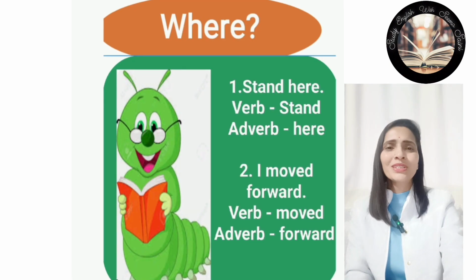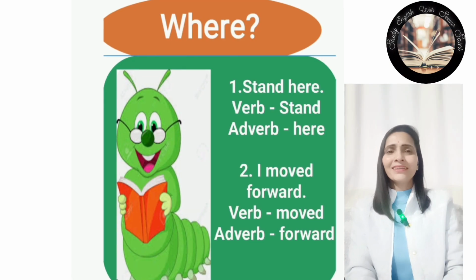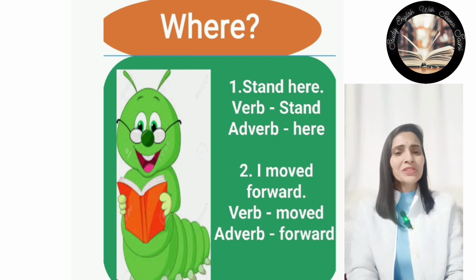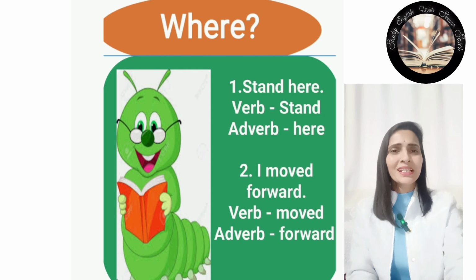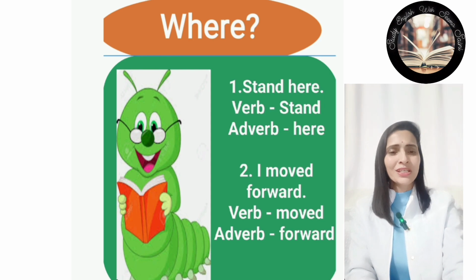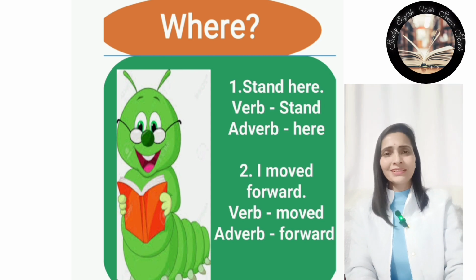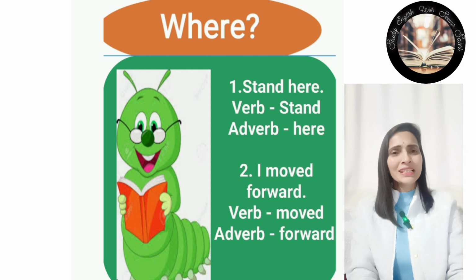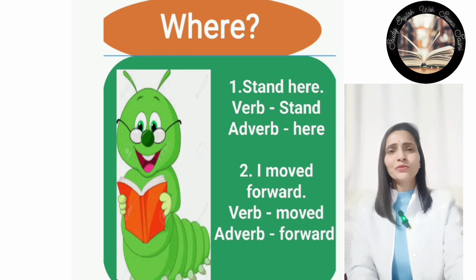Okay, where question. Okay, stand here. So क्या है? Verb stand and adverb here. Which question is arising here? Where question. Okay, so place के लिए कौन सा question आता है? Where question. Okay, I moved forward. So here is also place. So place के लिए कौन सा question आ रहा है? Where question. Okay, so verb is moved, adverb forward.